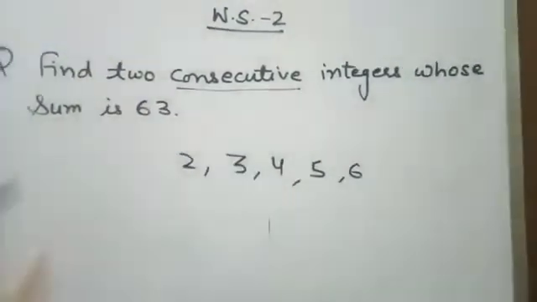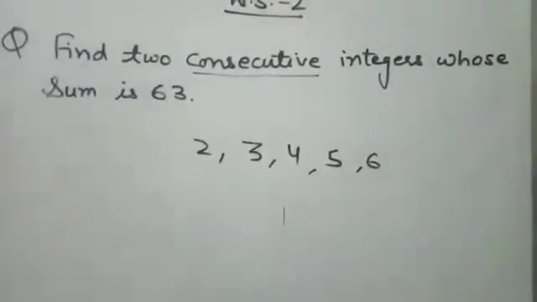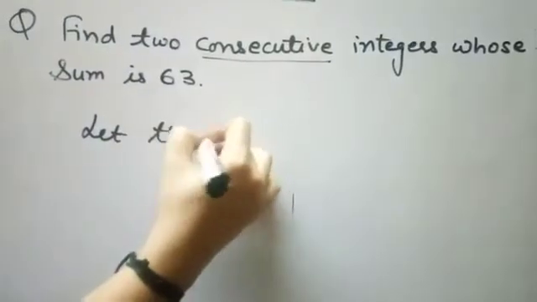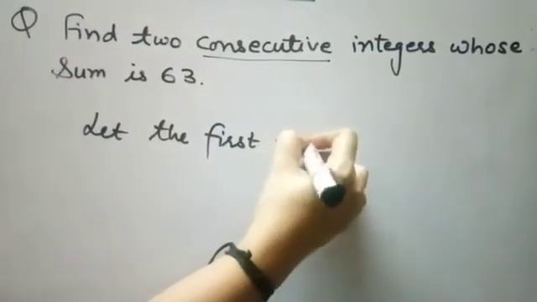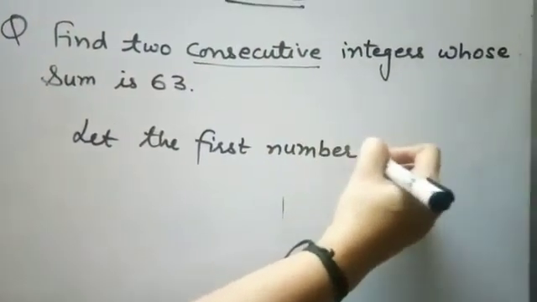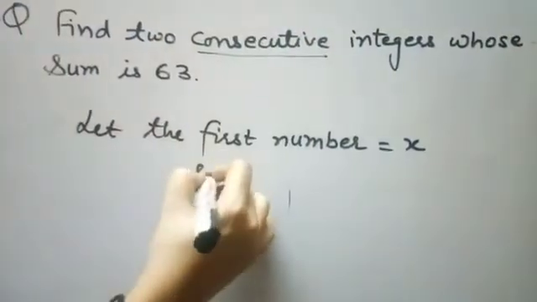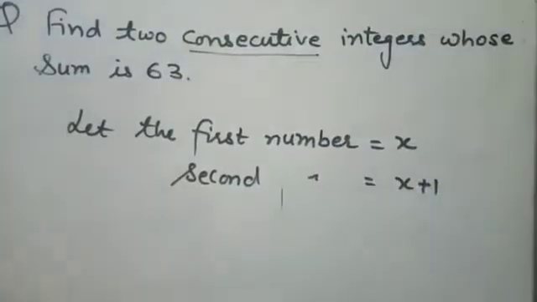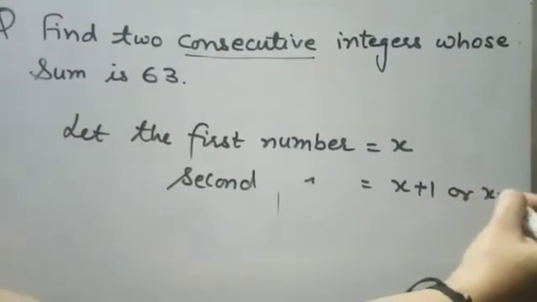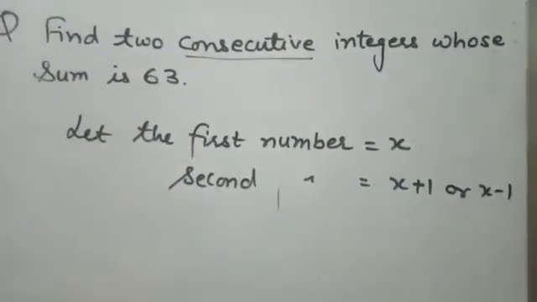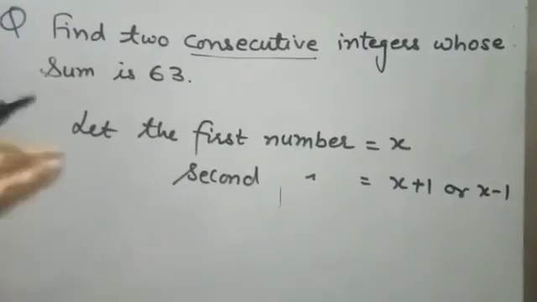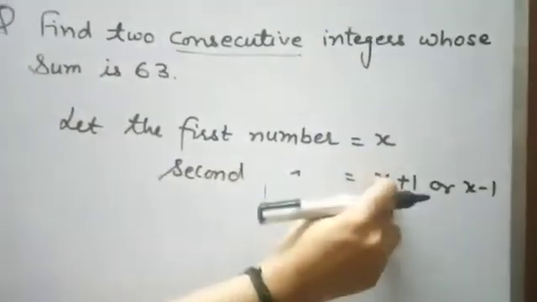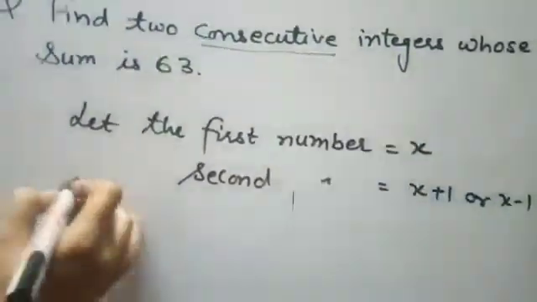So how do we get the consecutive number? If the numbers are not given to us, you assume the first number to be x. Then the second number will be, since it is consecutive, either x plus 1 or x minus 1. It's your wish, because the consecutive of 3 is 2 as well as 4. So you can take x plus 1 or x minus 1.